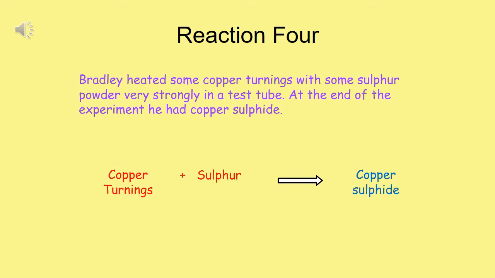Here's what you should have had. Copper turnings plus sulfur goes to copper sulfide. See how you did, make sure it's colour-coded, and check it if you need to make any corrections.